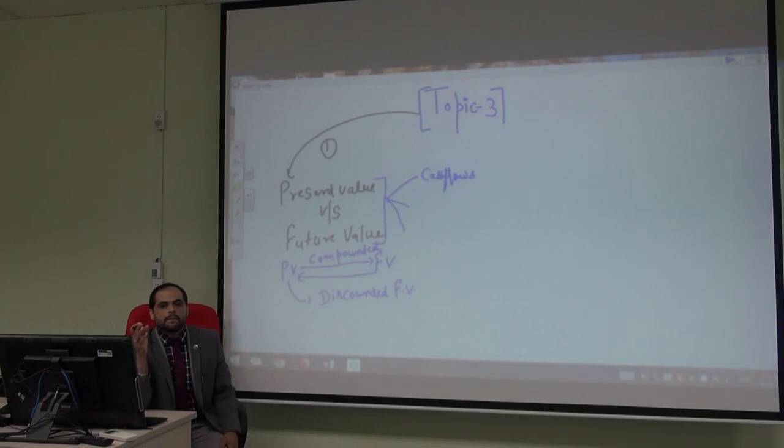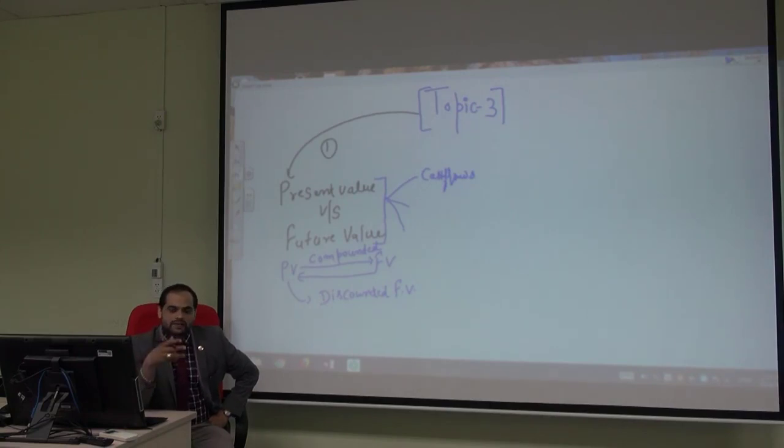Cash flow is an amount of money that could be in or out, depending upon your transactions. If you are investing, of course you're going to have a cash outflow initially, or if you are borrowing, initially you're going to have a cash inflow. So cash flow is the value that we use to estimate present value or future value.